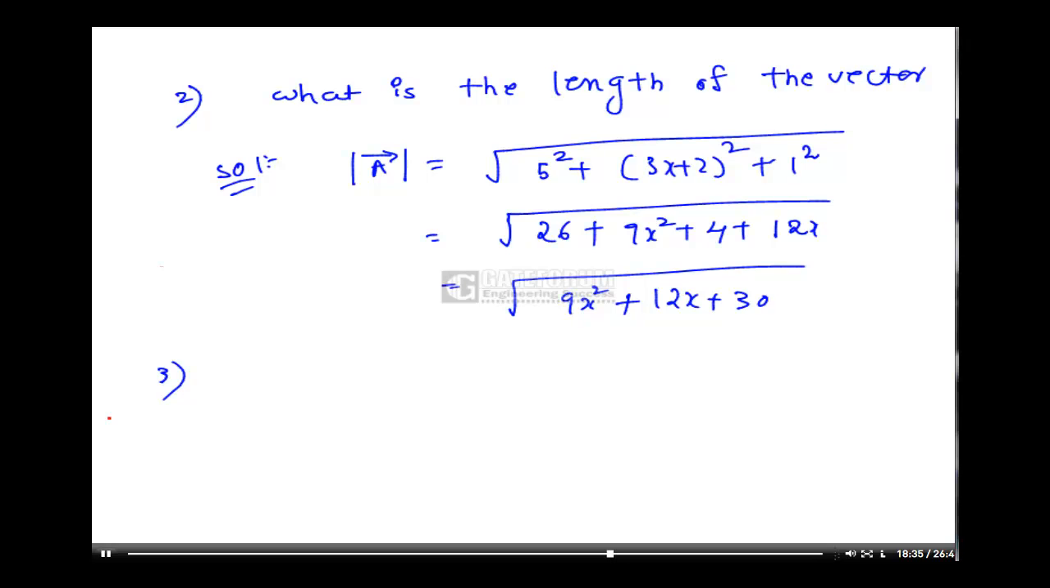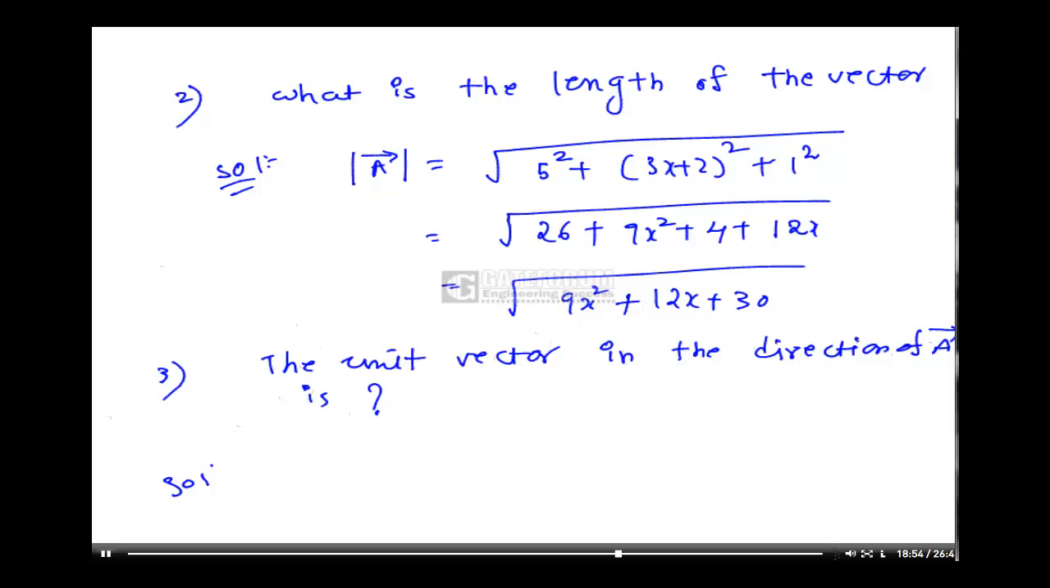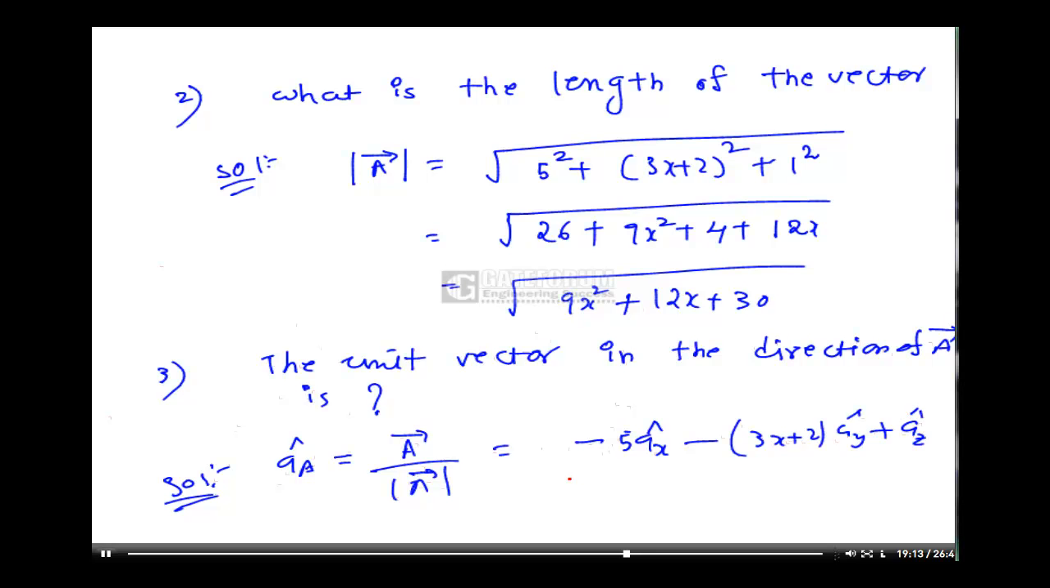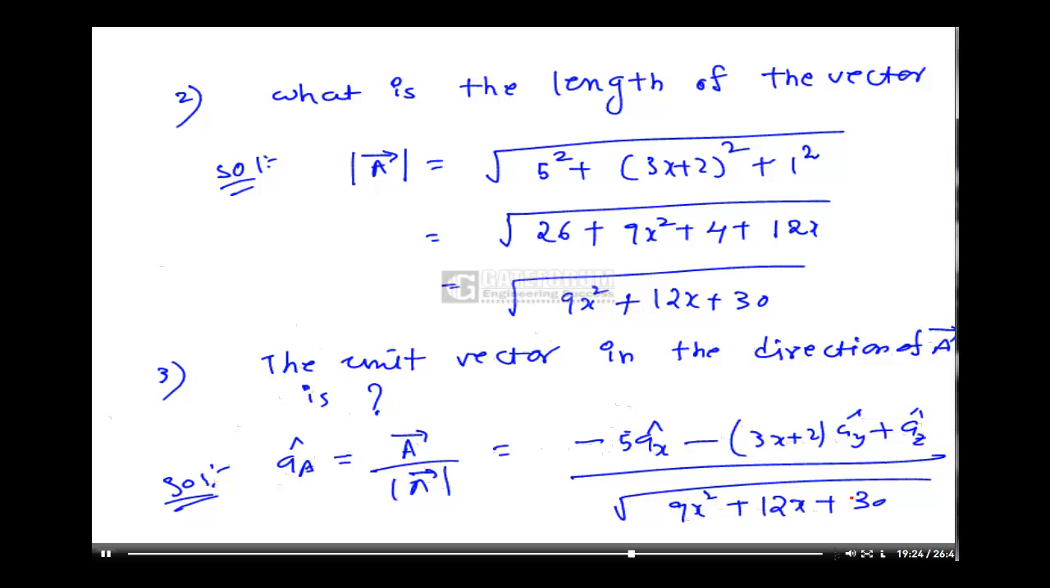The third one is the unit vector in the direction of a bar. It's very simple. The unit vector along the direction of a bar is nothing but small a bar, which is equal to the vector divided by the magnitude of that vector. So this is nothing but minus 5ax minus (3x plus 2)ay plus az, divided by the square root of 9x squared plus 12x plus 30. Depending upon the x value, we can calculate the unit vector. So this is the unit vector along a bar. It is a very simple problem.